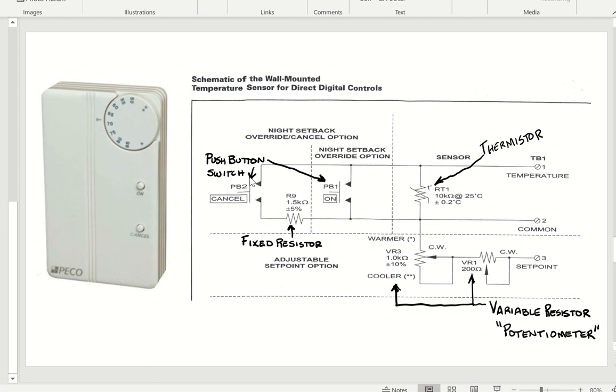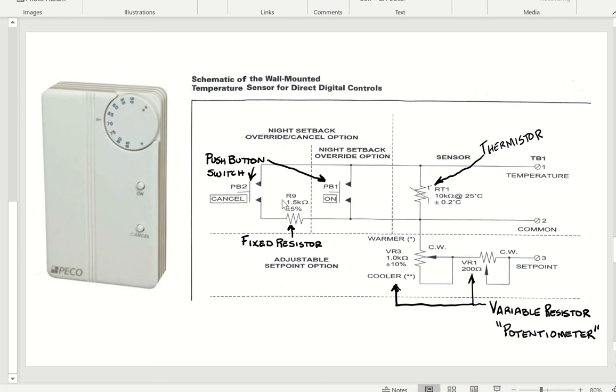Right here are two push buttons. Those are the on and the cancel button. Those are normally open momentary contact push buttons. When you depress the button, it closes the contact, and when you release it, it springs back open.